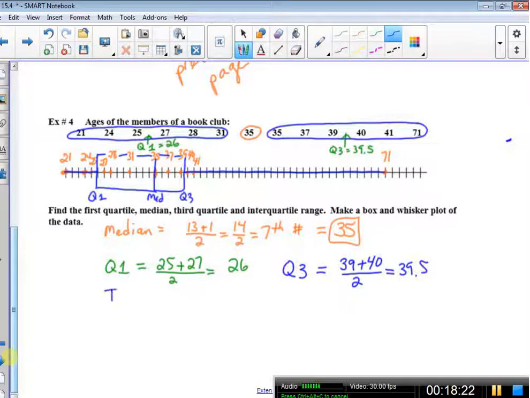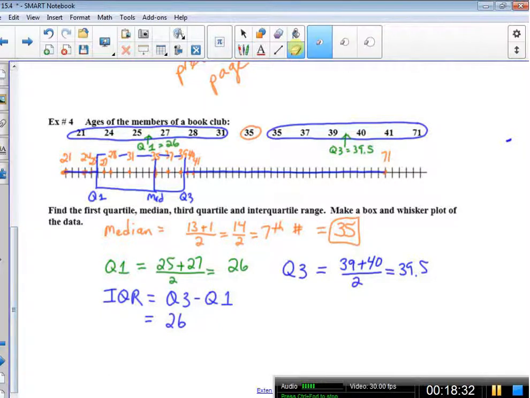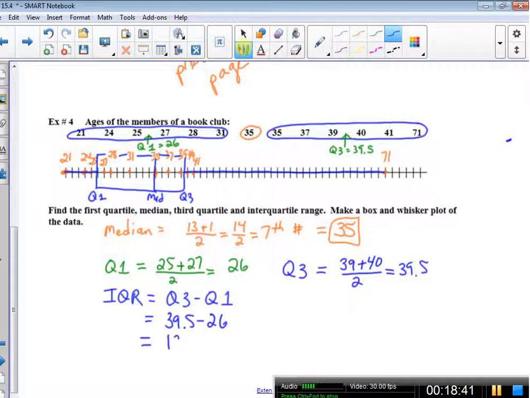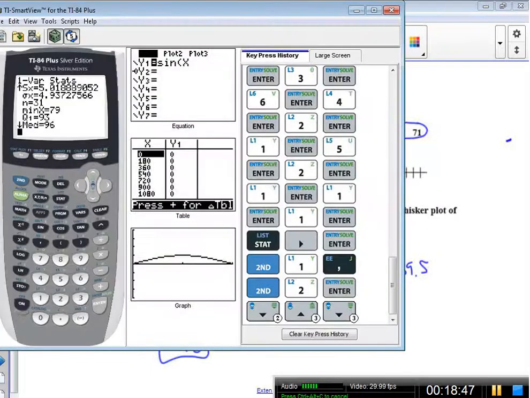And then the inner quartile range is equal to quartile 3 minus quartile 1, which is 39.5 minus 26, which is 13.5. Okay?